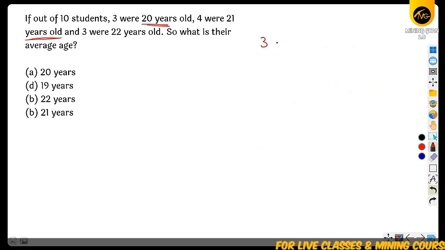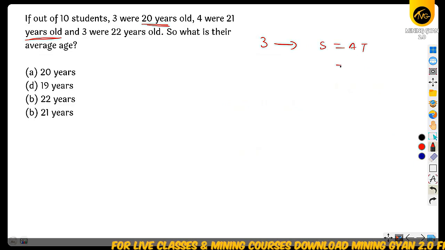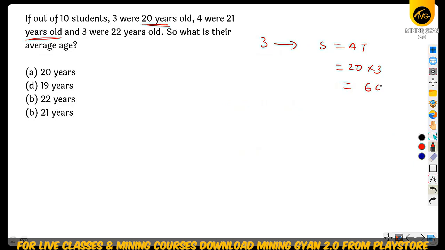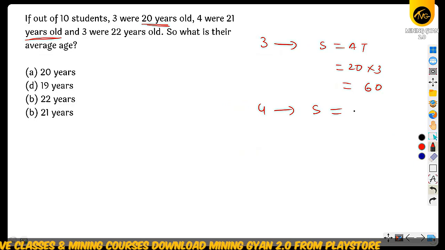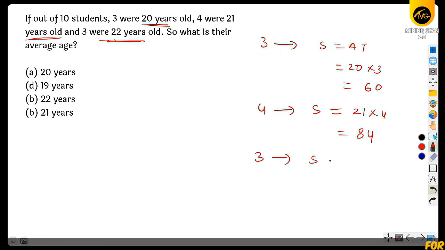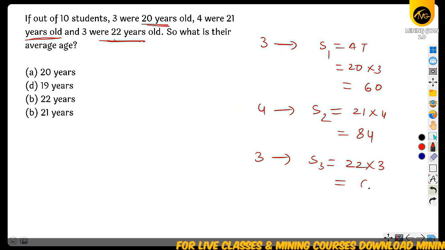Correct. So for 3 students, S1 is equal to 20 years old times the total number of students, 3. That means 60. Similarly, 4 students are 21 years old, that means 21 into 4. It will be 84. Now the remaining 3 students are 22 years old. So that means this is S1, S2, and S3. It will be 22 into 3 students, 66.